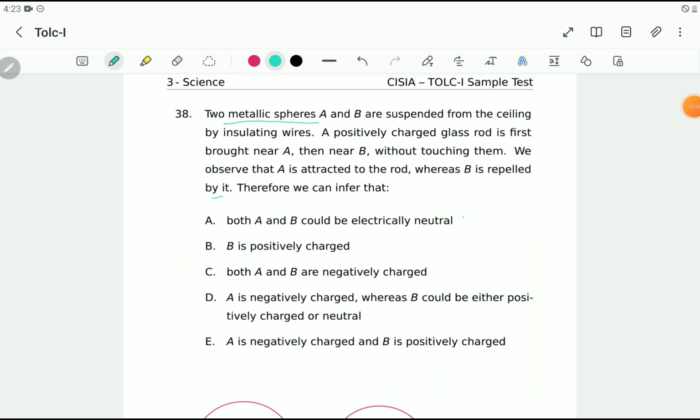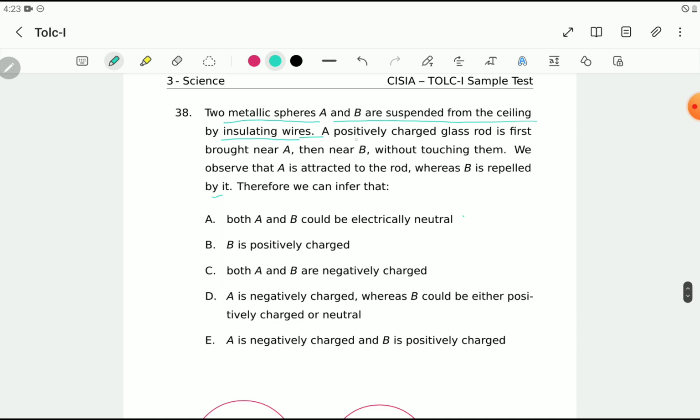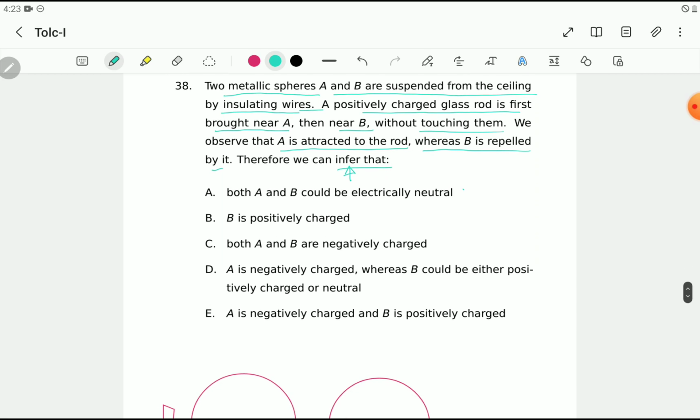Two metallic spheres A and B are suspended from the ceiling by insulating wires. A positively charged glass rod is first brought near A, then near B without touching them. We observe that A is attracted to the rod, whereas B is repelled by it. Therefore, we can infer that. So, infer means we can conclude or we can deduce that.